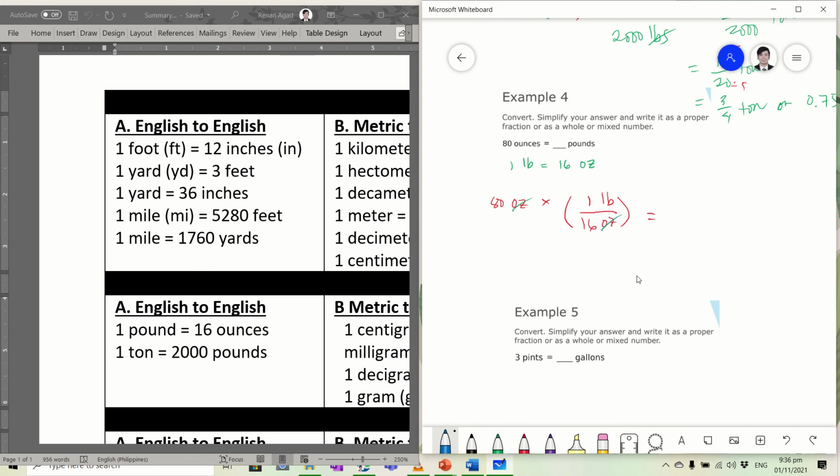We have 80 over 16 pounds. So we can still simplify this. The simplest form of 80 over 16 is a 5. So you can divide 80 with 16. So 80 divided by 16, it's a 5. So this is 5 pounds.